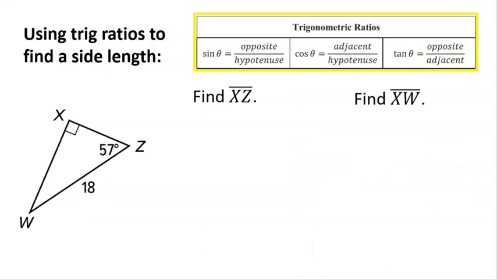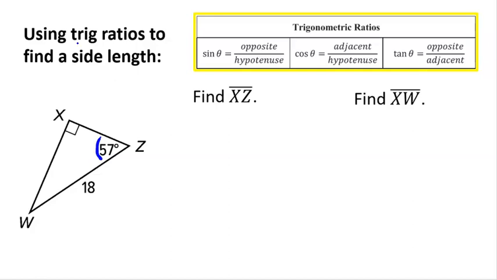All right, now let's move into using trig ratios to find a side length. This is very similar in how we approach the problem. So this one is telling us that we're looking at angle Z. That's the one that they gave us. Now, it doesn't matter if you used angle W.